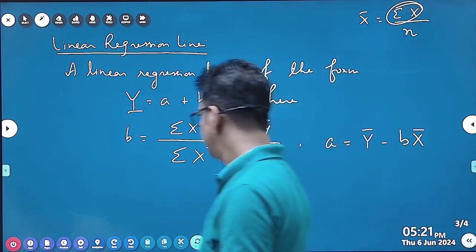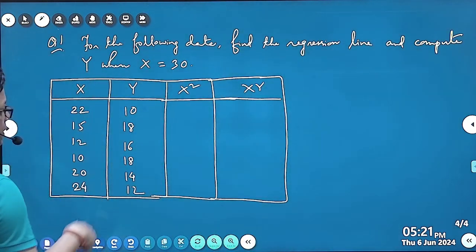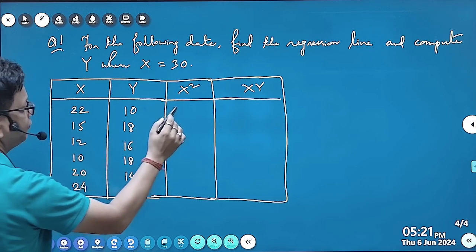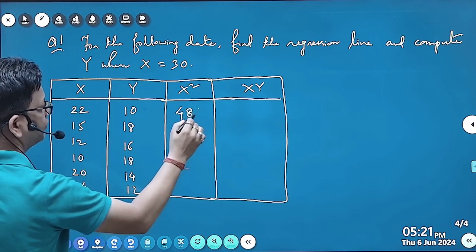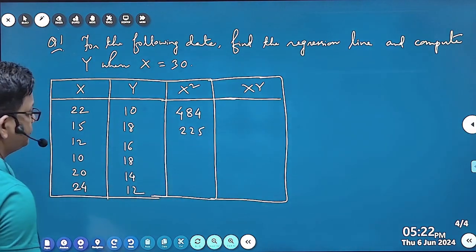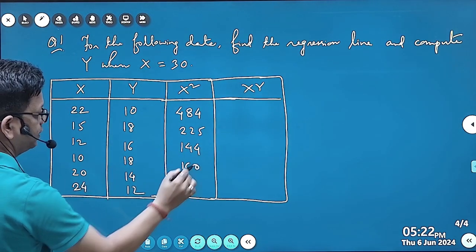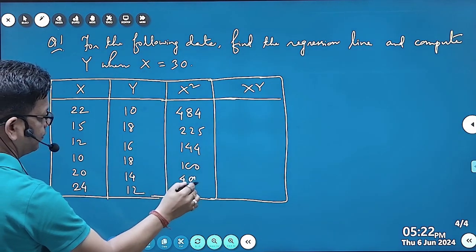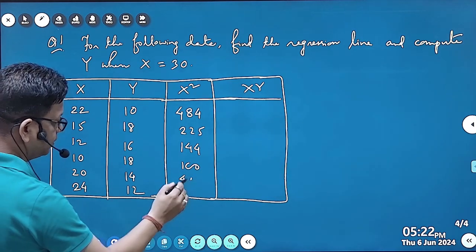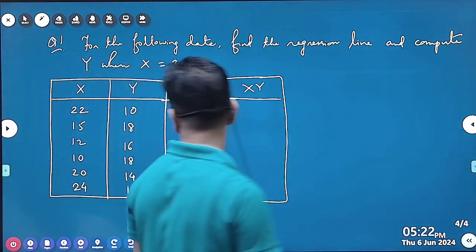Done. So let's start. x square is the whole square of these terms. Please find it. It will be 484. Am I correct? 484. This is x square. So it will be 225, 144, 10 square as you know 100. This is 400, and 24 square should be 576. Am I correct? 576? Yes. Okay, 576. Done. Now this is x square.